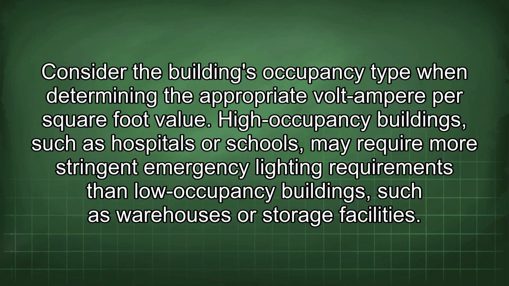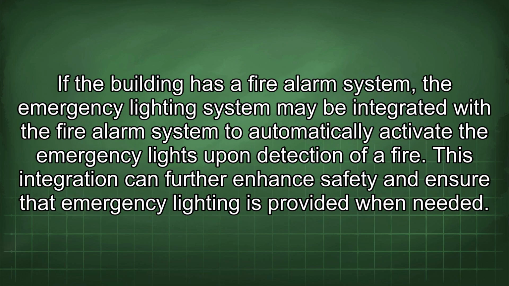Consider the building's occupancy type when determining the appropriate volt-ampere per square foot value. High occupancy buildings, such as hospitals or schools, may require more stringent emergency lighting requirements than low occupancy buildings, such as warehouses or storage facilities. If the building has a fire alarm system, the emergency lighting system may be integrated with the fire alarm system to automatically activate the emergency lights upon detection of a fire. This integration can further enhance safety and ensure that emergency lighting is provided when needed.